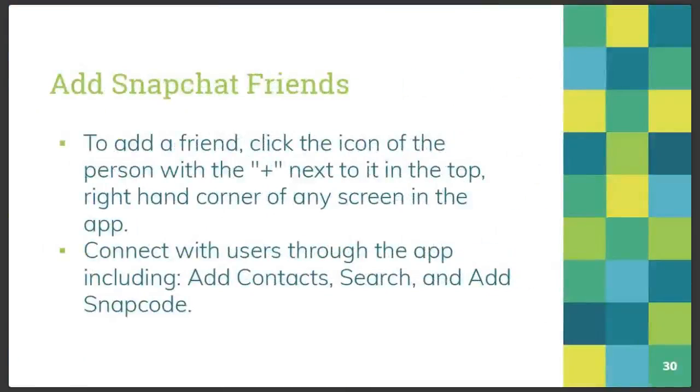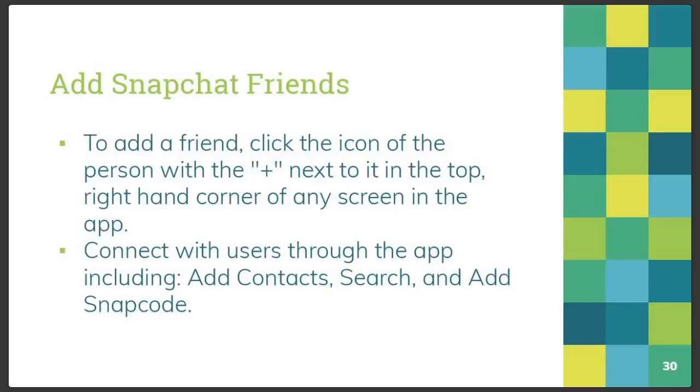Now, to add a friend, click the icon of the person with the plus sign next to it in the top right-hand corner of any screen in the app. Here you have a few choices for how you can connect with users through the app, including add contacts, search, and add snapcode. Add contacts will simply add your personal contacts from your mobile device. To use the search, you'll need to know and enter the person or brand's exact username you want to add. Lastly, you can add a friend by snapcode.